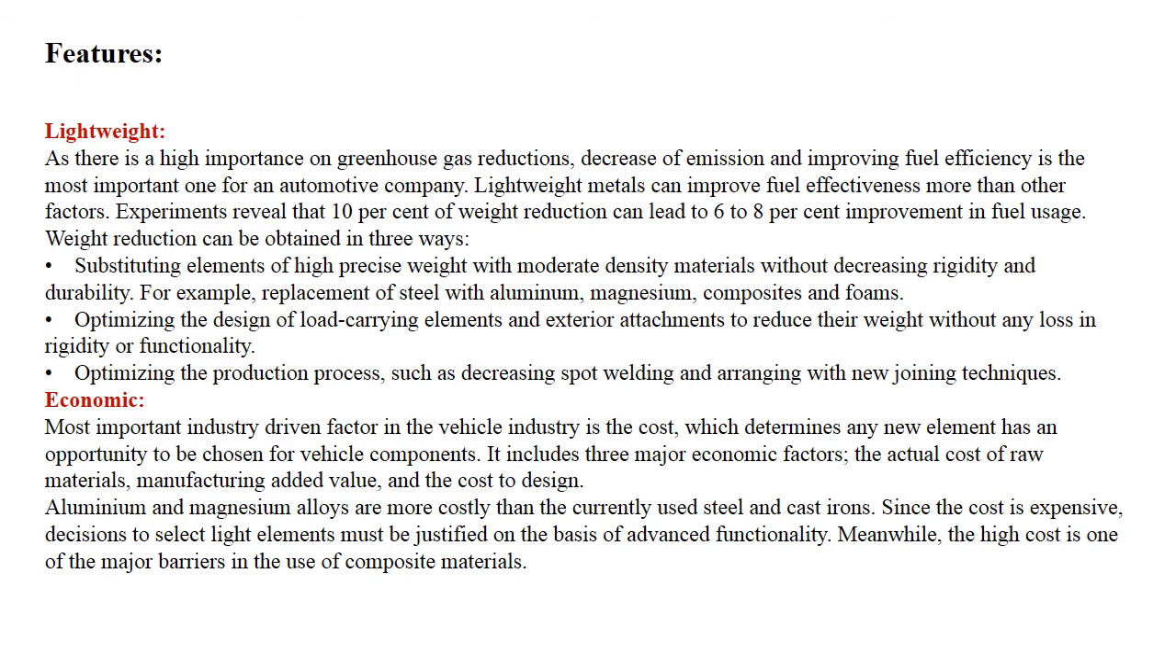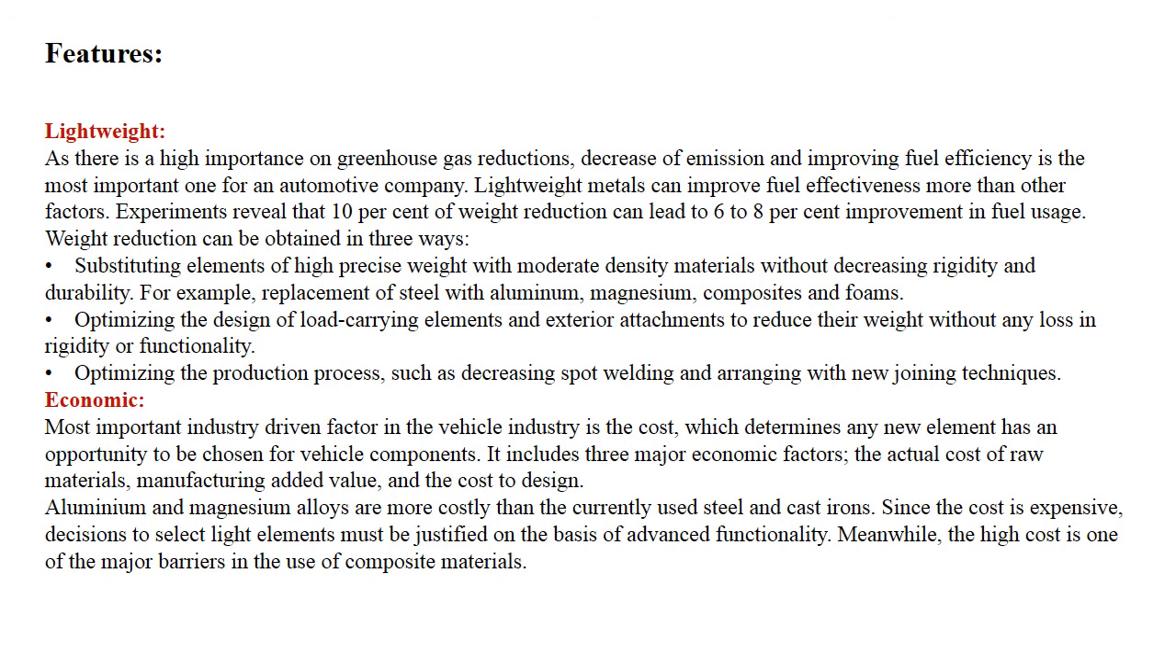Weight reduction can be obtained in three ways: substituting elements of high precise weight with moderate density materials without decreasing rigidity and durability. For example, replacement of steel with aluminum, magnesium, composites, and foams. Second one, optimizing the design of load carrying elements and the exterior attachments to reduce their weight without any loss in the rigidity or functionality. Third, optimizing the production process such as decreasing spot welding and arranging the new joining techniques, which can also reduce the weight of the body.